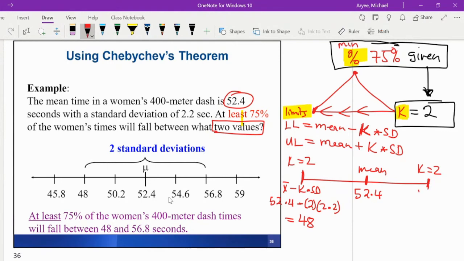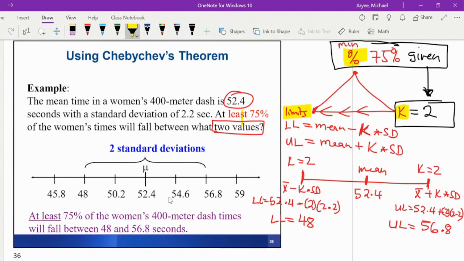Then the upper limit is x bar plus K times standard deviation. So this is the lower limit, and the upper limit will be 52.4 plus 2 times 2.2. That will be 56.8. That is the upper limit, and this is the lower limit.